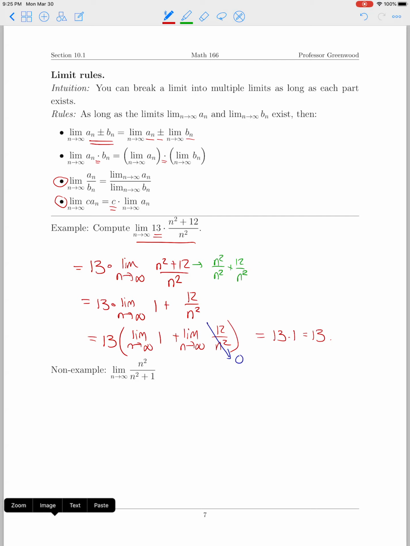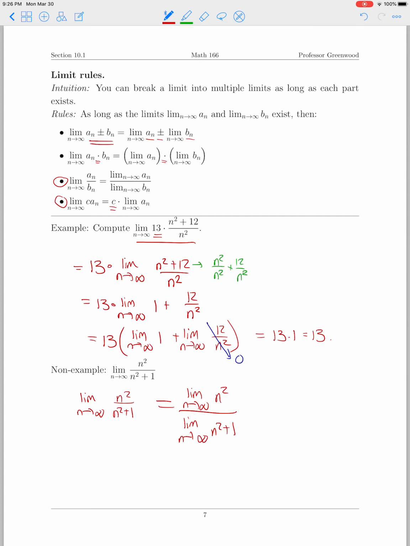Now, let me show you a bad way of breaking up these limits. We could write the limit as n goes to infinity of n squared over n squared plus 1. We could attempt to break this up into two limits by writing the limit as n goes to infinity of n squared over the limit as n goes to infinity of n squared plus 1. But we're going to see really quickly that this is not true. The reason is that if we were to evaluate each one of these limits, the top one would evaluate to infinity, and the bottom one would evaluate to infinity, and that's an issue because neither one of these limits exists. And so we're not allowed to apply those limit rules because these limits don't exist.